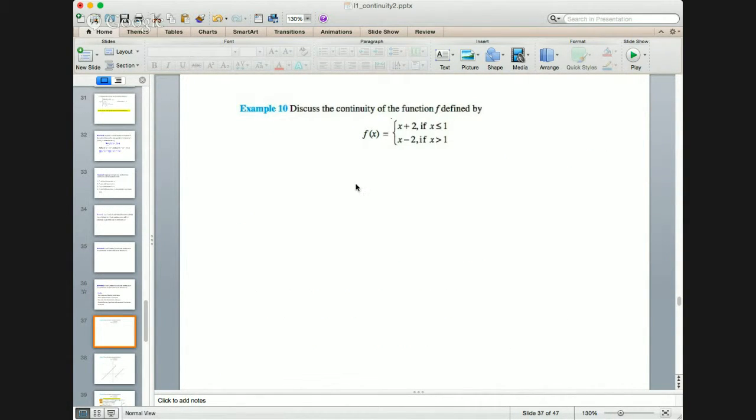Okay, now let's look at this problem which I have taken from your NCERT textbook. It says discuss the continuity of the function f defined by f of x is x plus 2 if x is less than or equal to 1, x minus 2 if x is greater than 1. So looking at this definition of the function, what do you think we are dealing with? What kind of a function are we getting into, and what does it mean by discuss continuity of this function?